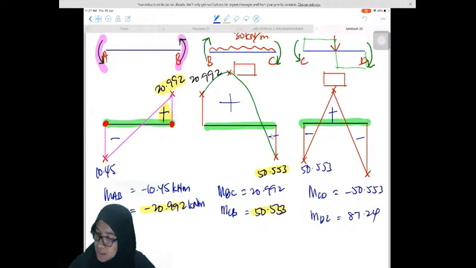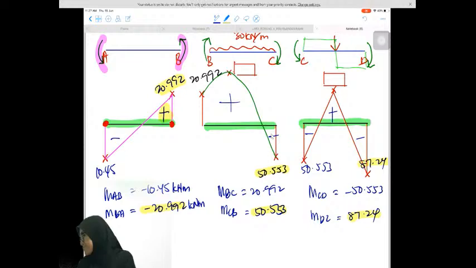Okay, this is how we draw the diagram. Okay, this is kilonewton meter.